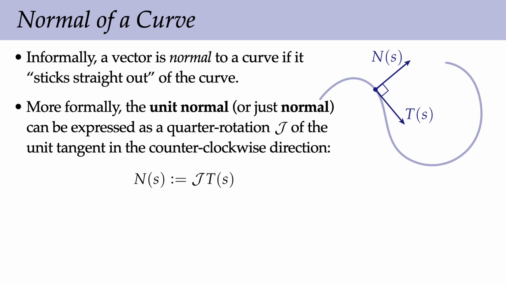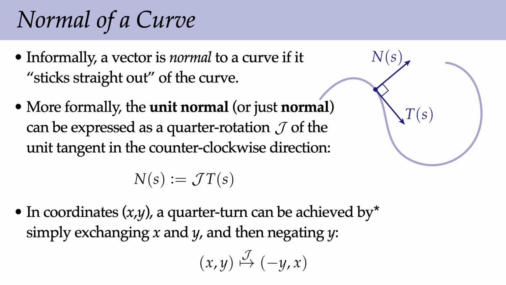Okay. In coordinates, by the way, a quarter turn can be easily achieved by just swapping the two components, x and y, and negating the first component. Why? Why does that work? Why does that represent a quarter turn? Well, okay, for one thing, you know that these two vectors, (x, y) and (minus y, x), are orthogonal. If I take their dot product, I get x times minus y plus y times x, which is equal to 0. Okay, so they're at right angles.